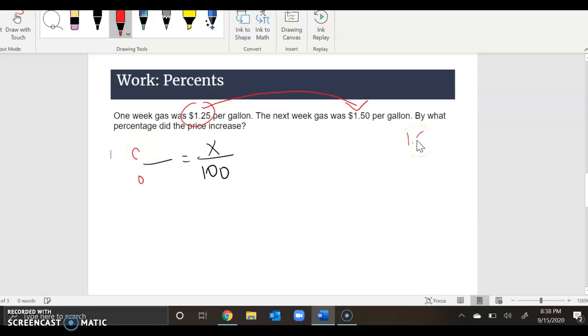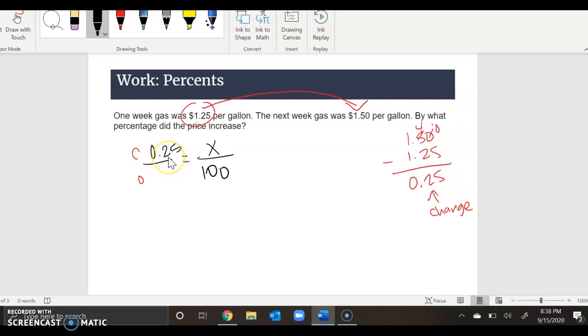To start off with, we have to subtract our two numbers. It's going to be 0.25 or 25 cents. That is our change. So that's going to go on top. Our original starting amount price for gas was $1.25, and then it changed to $1.50. So here we cross multiply.